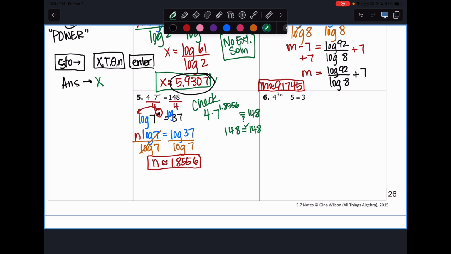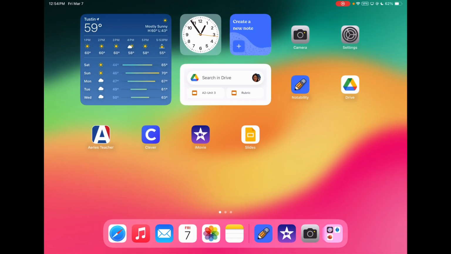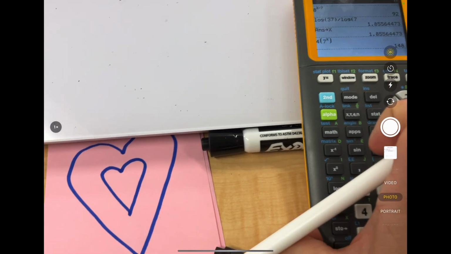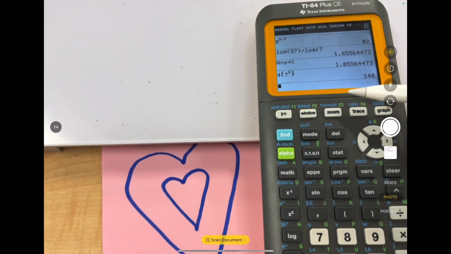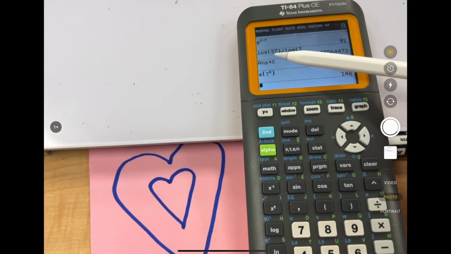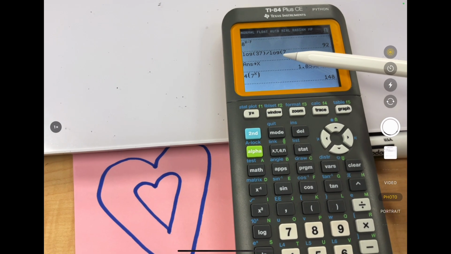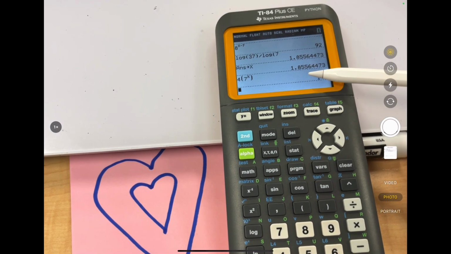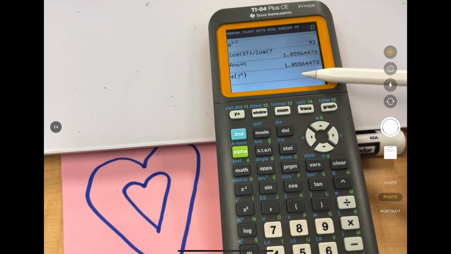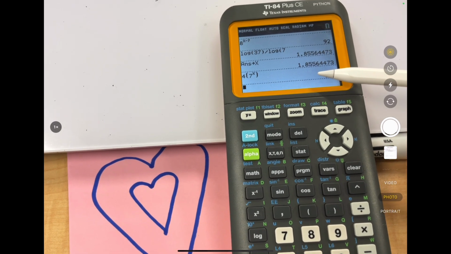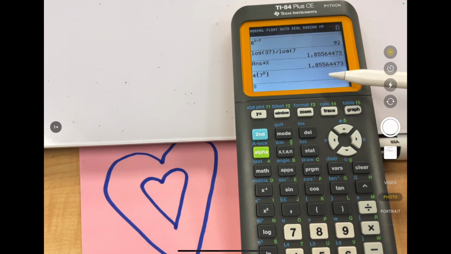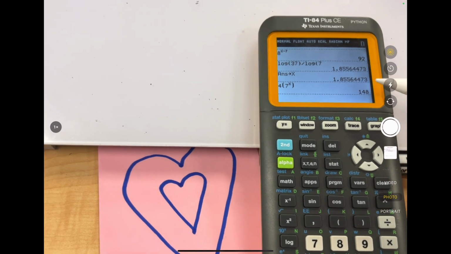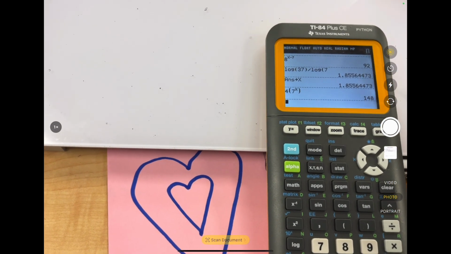Did you use 1.8556? Yeah. That's why. But I did the STO thing. You did? Yeah. Okay, let me see. It's fine, it doesn't matter. Compare what you have on your screen with what I have on my screen. Do you have log of 37 divided by log of 7? I put 7 divided by 3. Then what did you do? I just did 4 times 7. Oh, that would be totally wrong. Sorry. Surprisingly, you ended up with the same number.